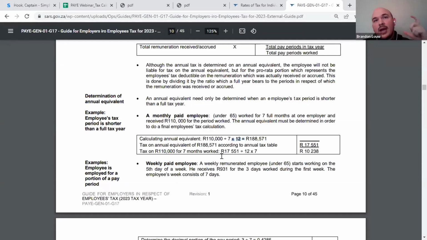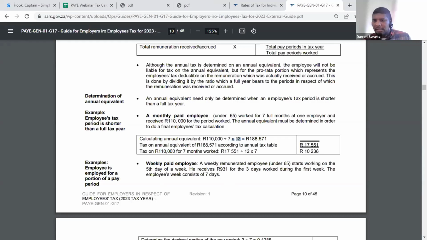So when SARS prescribed this method, they said, okay, we'd rather have you over collect tax than under collect tax. So they assume that this employee was previously employed, and therefore you should calculate an annual equivalent. Some people come to us and say, but this person was a student. I know for sure they didn't work for anyone else. Unfortunately, this is the method that SARS prescribes. The only way for that employee to get that tax back is to complete their tax return at the end of the year and for SARS to refund them. Okay.